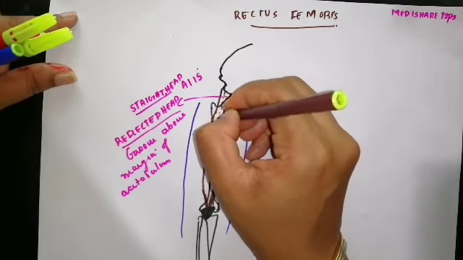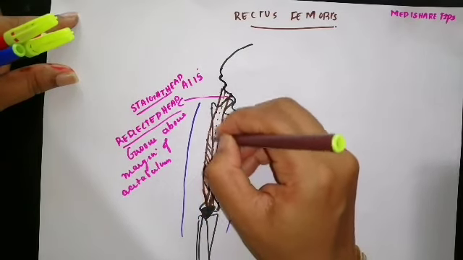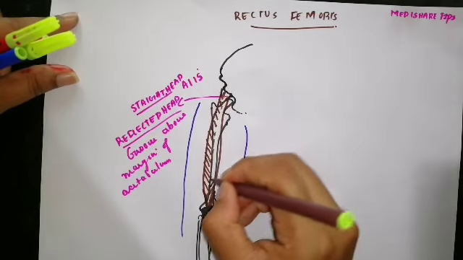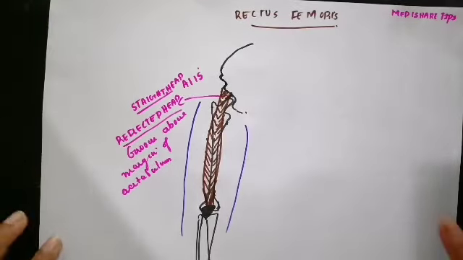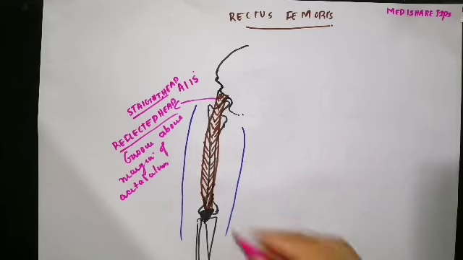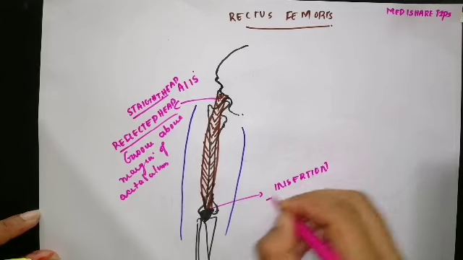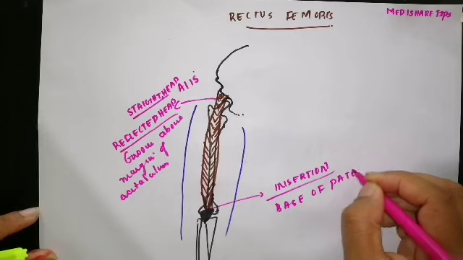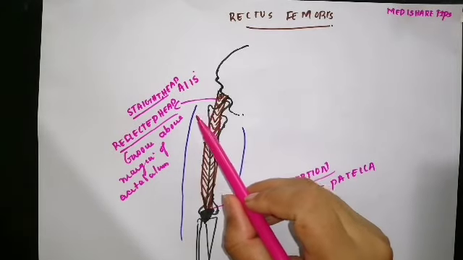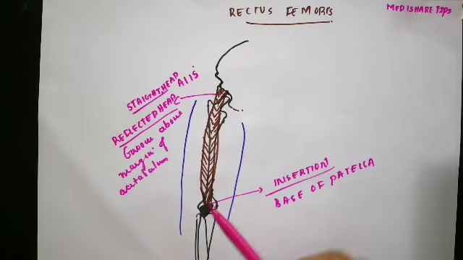So this is a fusiform muscle and also a bipinnate muscle. It is bipinnate and it is fusiform also. So that's how it gets inserted into the base of patella. Simply we can say that it originates from the anterior inferior iliac spine and a groove above the acetabulum and gets inserted into the base of patella. You can see it is fusiform in shape and it is bipinnate also.